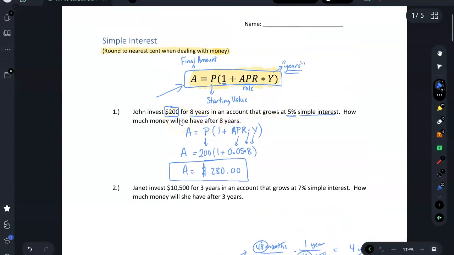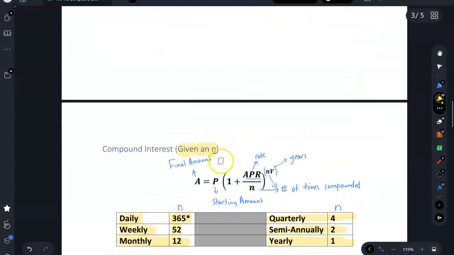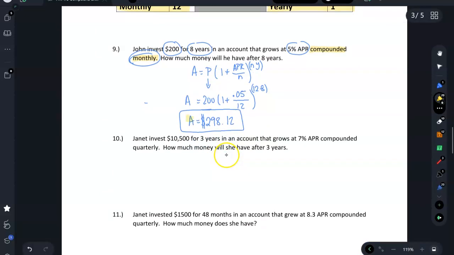If we look at the very first one that we did, this was $200 for 8 years at 5% interest, and he only earned $280. The one we just did, so remember that value, $280 for the first one. The one we just did was $298. So the more times something is compounded a year, the more money you're going to make off of that investment.